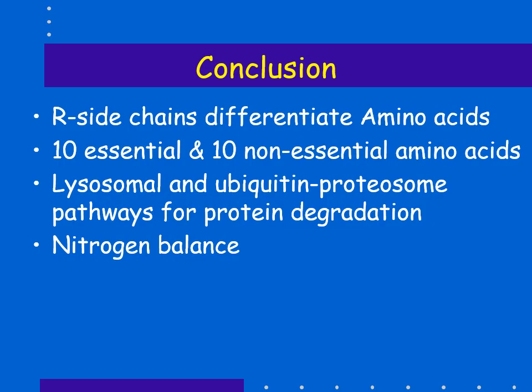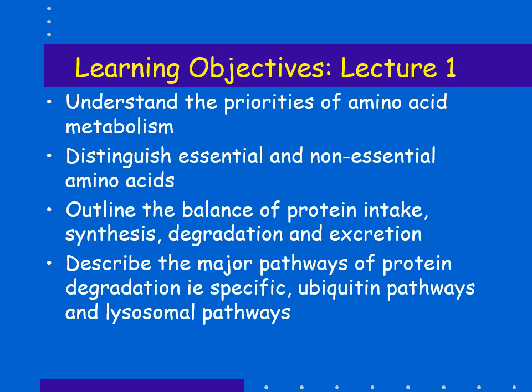So in conclusion, in this lecture we've looked at how individual amino acids differ and in particular how the R side chains differentiate them. We've identified that there are 10 essential and 10 non-essential amino acids, making a total of 20 that your body consists of. We've looked at the lysosomal and ubiquitin proteasome pathways for protein degradation, and lastly we've discussed the concept of nitrogen balance. And to help you recap this lecture, there's a series of learning objectives that you can go through to make sure that you understand the material.